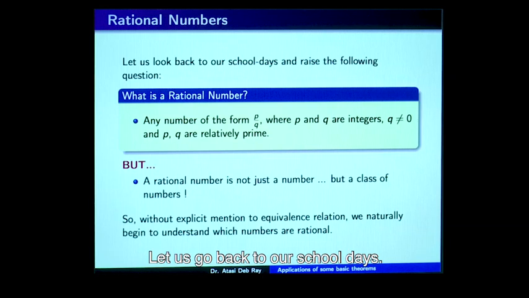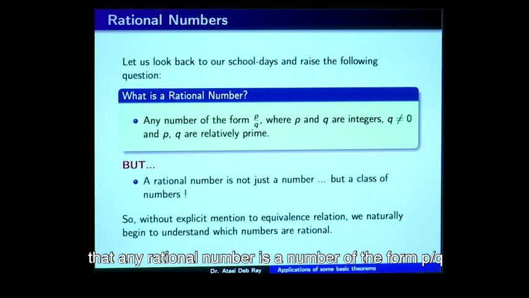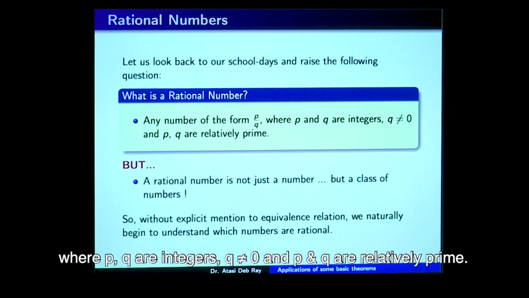Let us go back to our school days. If anyone asks what is a rational number, then anybody can answer that very easily, that any rational number is a number of the form p by q, where p, q are integers, q not equal to 0, and p and q are relatively prime.